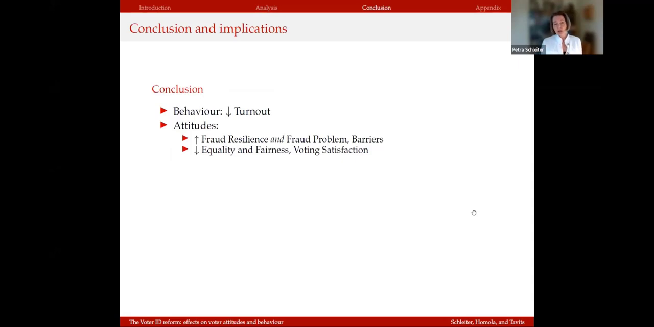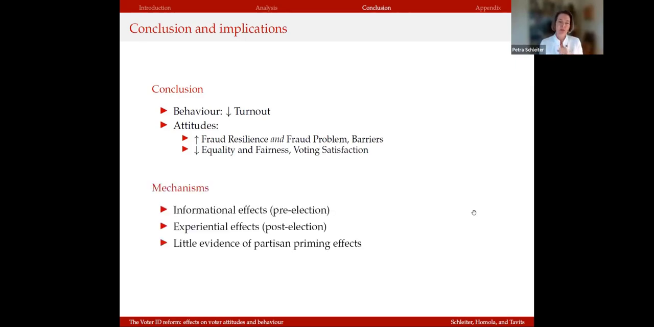So in terms of conclusions, we see clear effects on behaviour, at least in terms of self-reported turnout. It'll be very interesting to see whether that also translates into verified turnout, and there's clearly more work to be done. In terms of attitudes, we see clear effects in terms of the perceived resilience of elections to fraud that's increased. But at the same time, we also see that people perceive fraud as more of a problem and that they perceive that the barriers to voting have been raised. And they perceive equality and fairness to have declined and voting satisfaction overall has declined. So we see attitudinal effects moving in both directions.